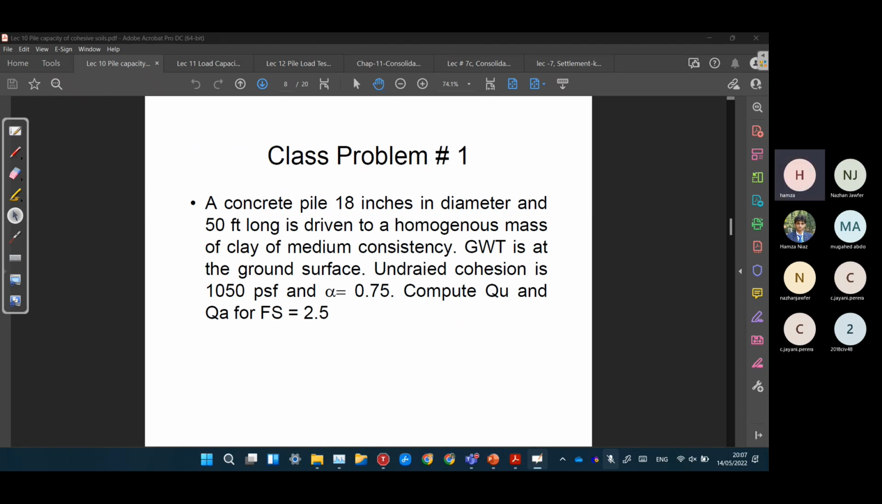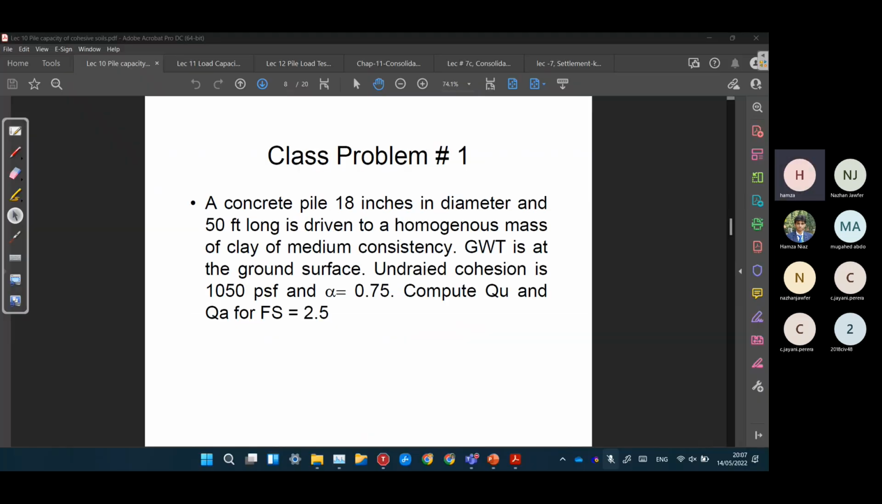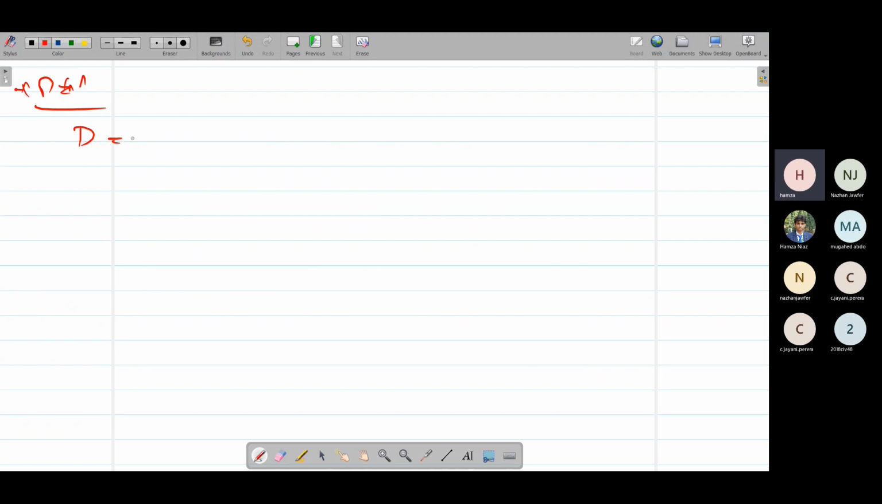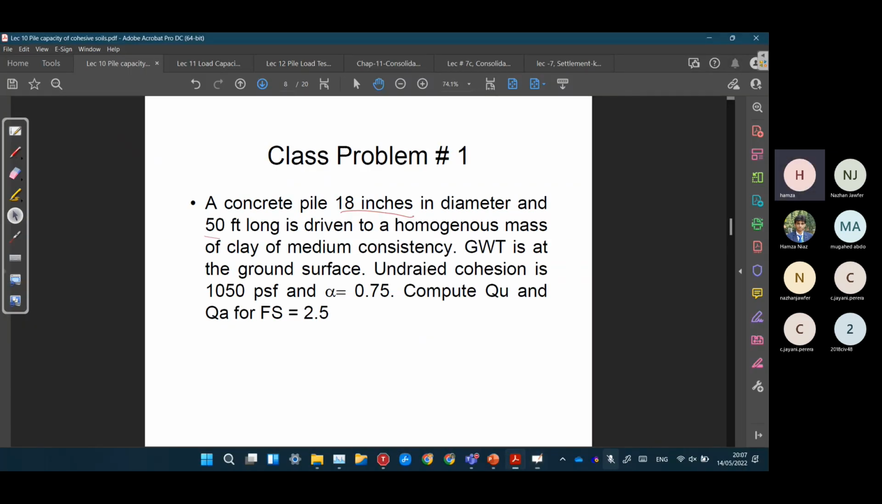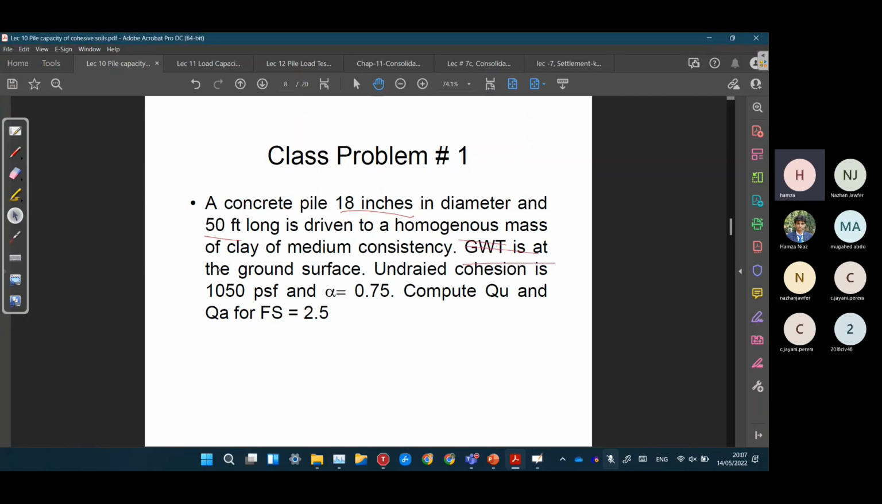So if we are given this question, problem 1, we'll discuss the second method onwards. The pile is 18 inches by 18 inches, so the dia is 1.5 feet, 18 inches, and the length is 50 feet. The groundwater table is at the ground. For the alpha method there is no use for this groundwater table.